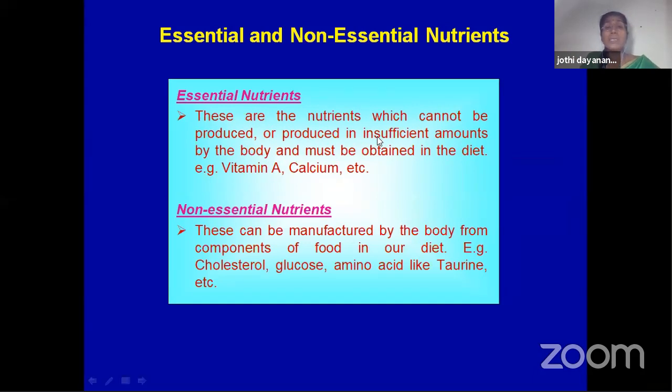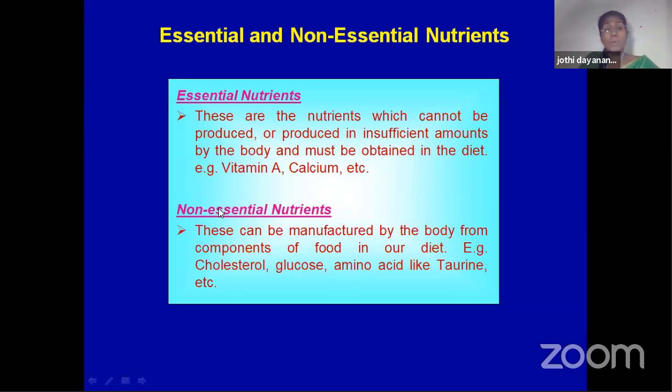It means those which cannot be produced by your body, right? Some things our body produces, which I'll tell you later, are produced in insufficient amounts and must be obtained in the diet, like vitamin A and calcium. All these cannot be produced by our body. Whereas cholesterol, amino acid, glucose, even if you don't eat them, will generate in your body on their own. So you don't have to rely on taking them every day.